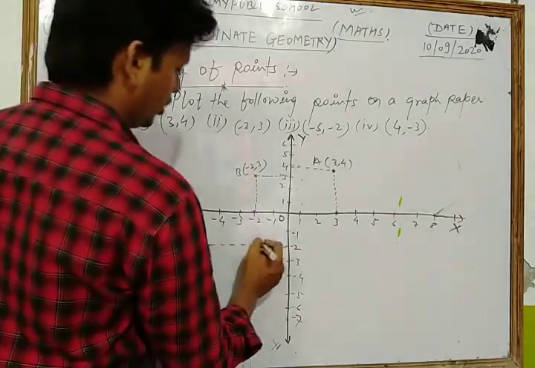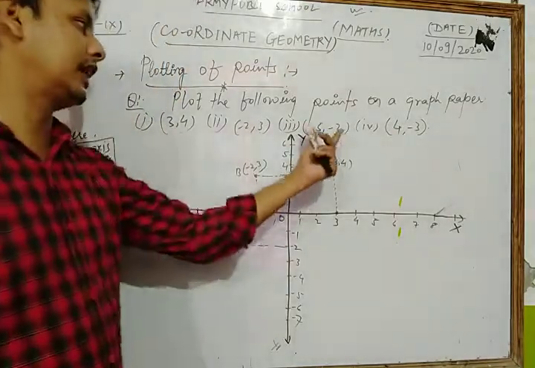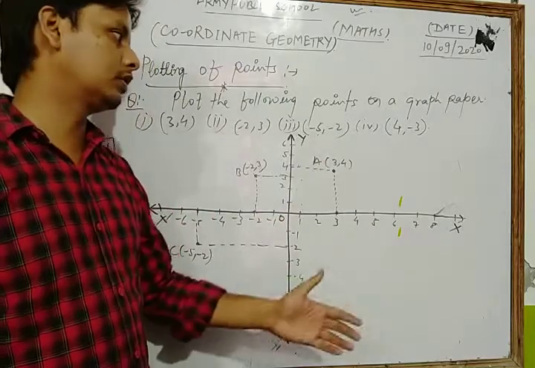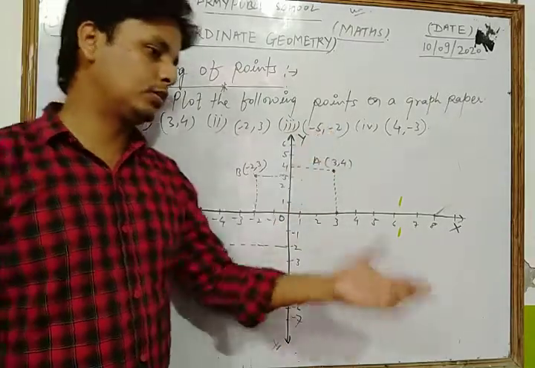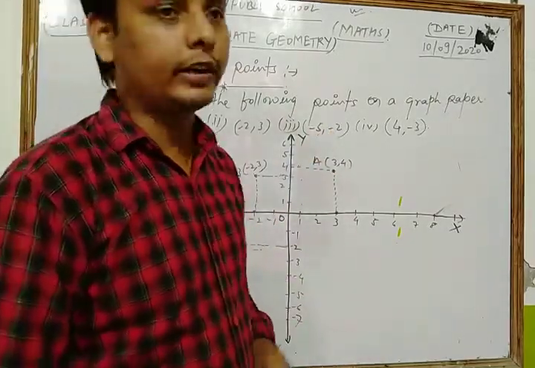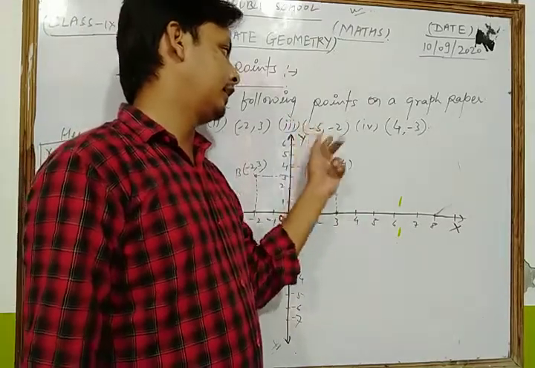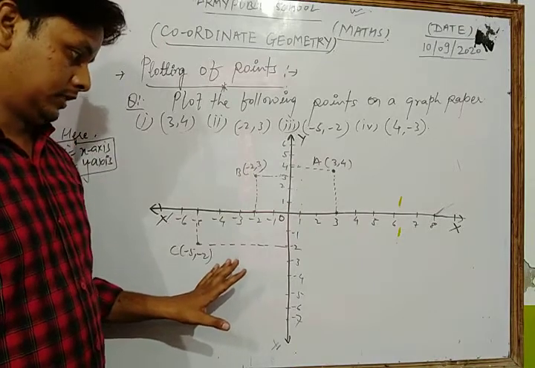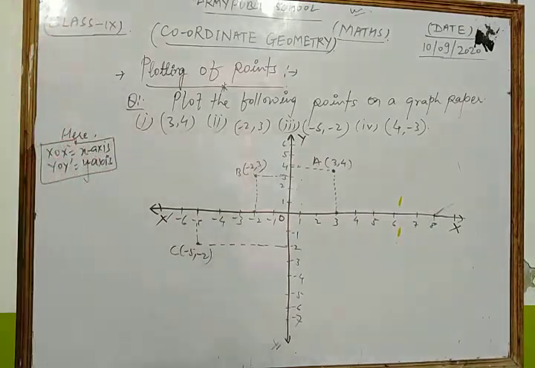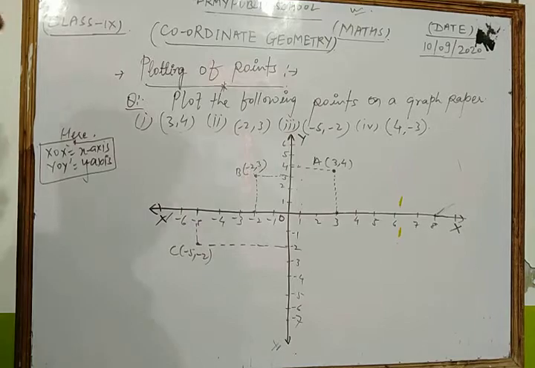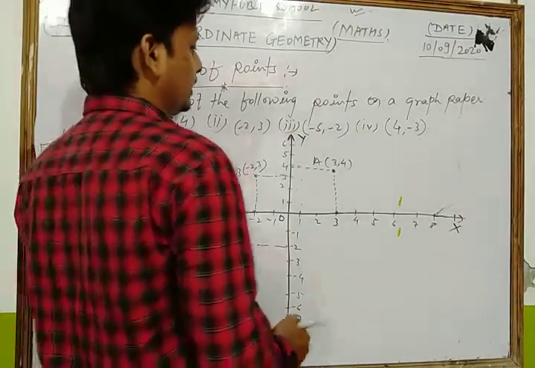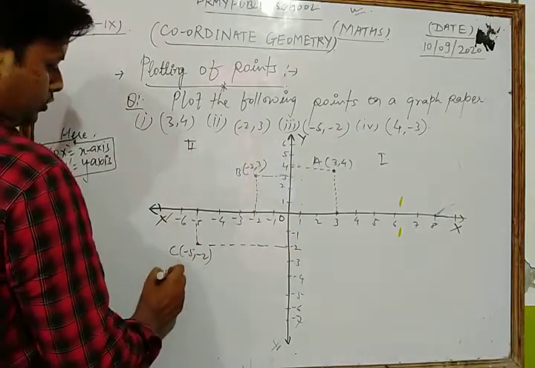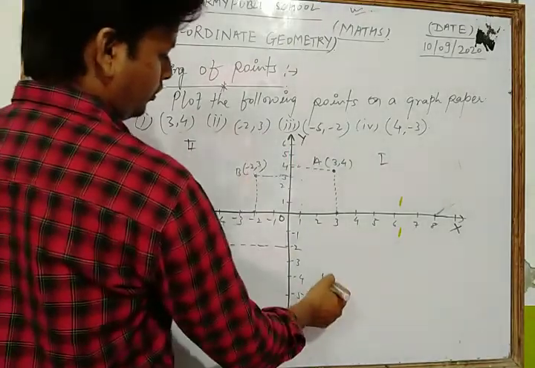Okay, students, that point lies in the third quadrant, because you know very well that in the third quadrant both the abscissa and ordinate are always negative. So that point lies in the third quadrant. Now look, dear student, this is your first quadrant, this is your second quadrant, this is your third quadrant, and this is your fourth quadrant.